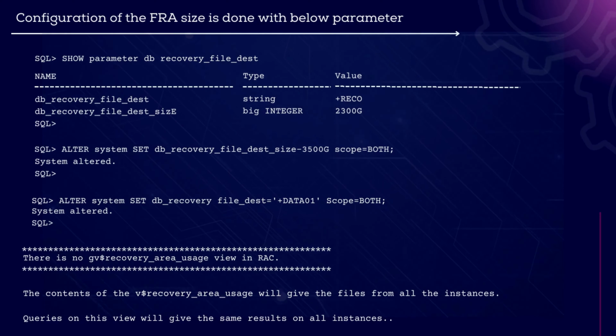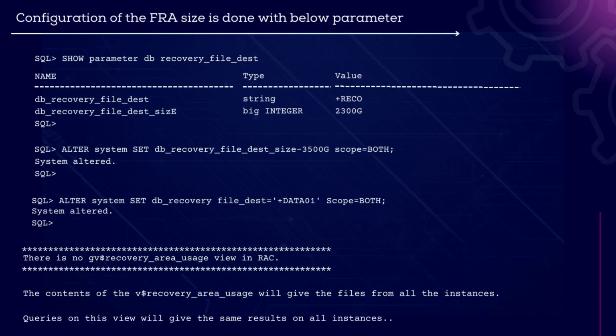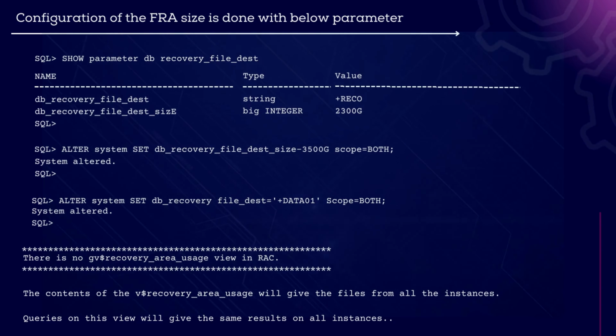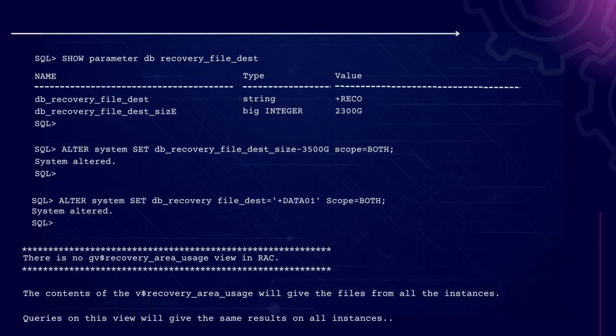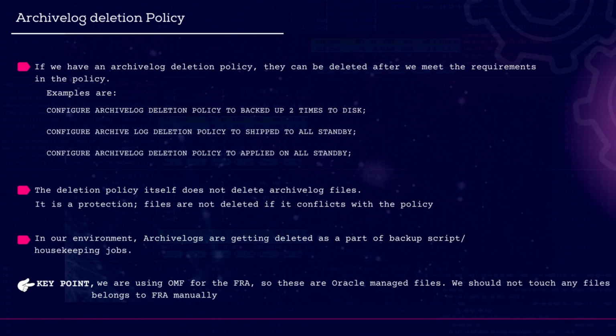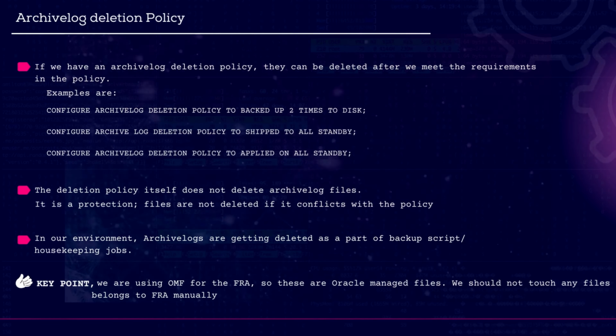Whatever the size of the destination, you can completely allocate it to the FRA. It's your call. I'm just giving the example of the environment where we have multiple databases on the same host sharing the same FRA destination. So this was the other point.